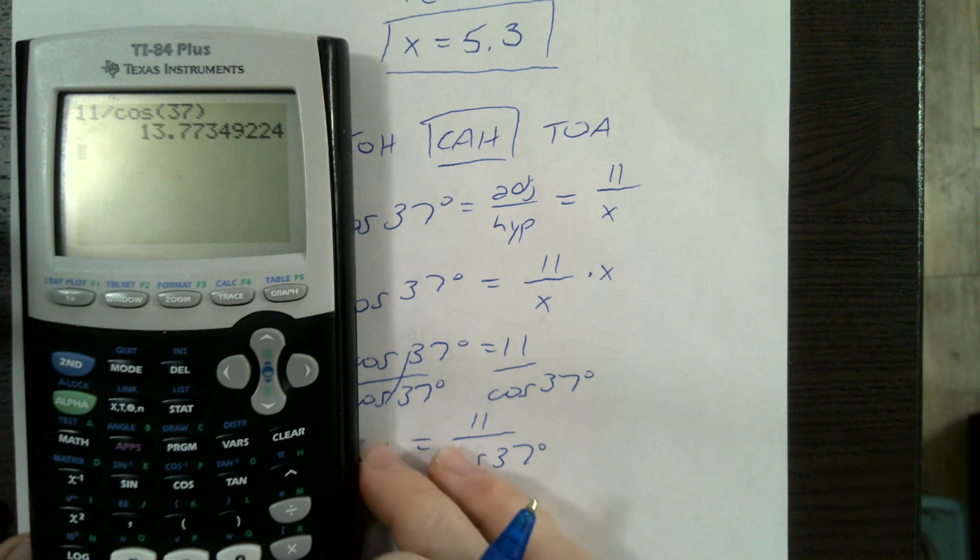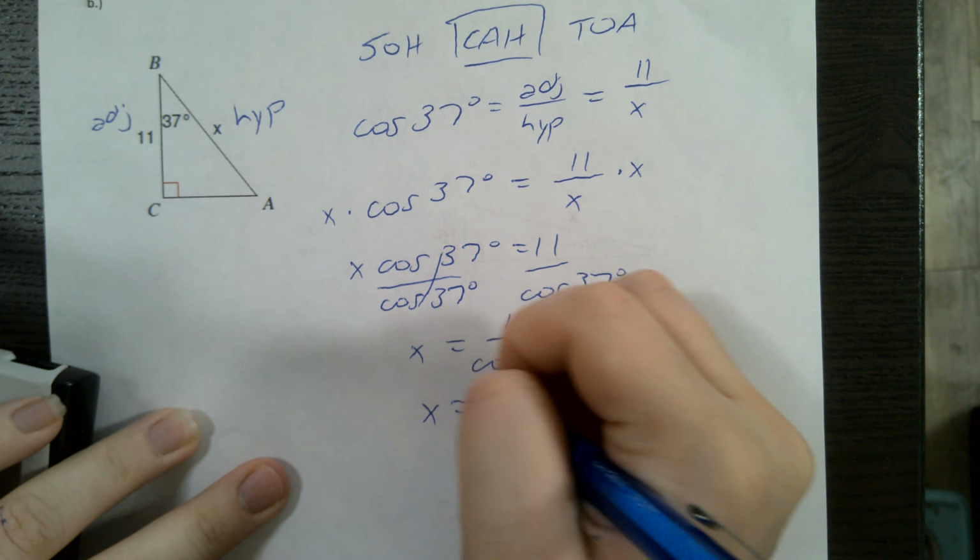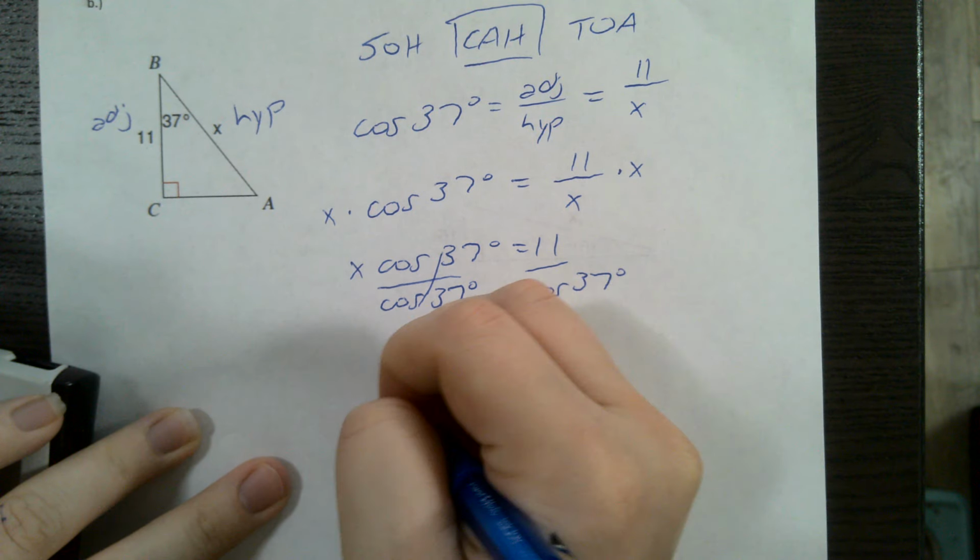And I will get 13.8 because we want to round to the tenths place. So my side x here equals 13.8.